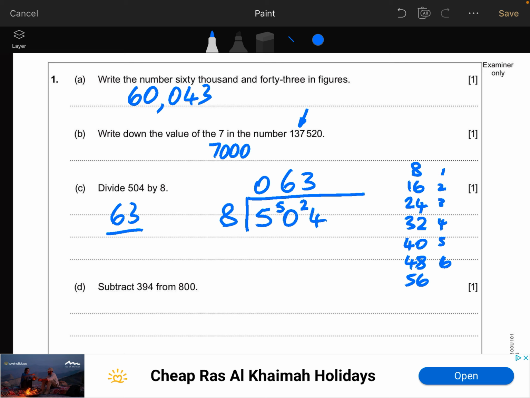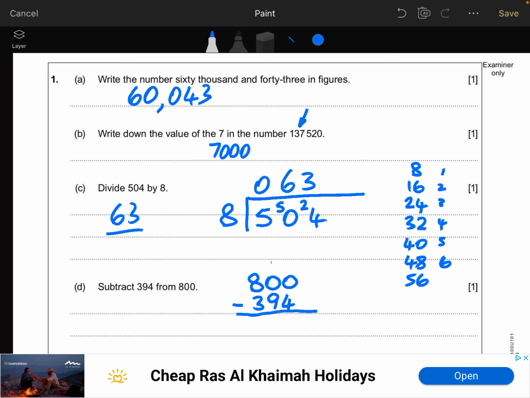Part D, subtract 394 from 800. Another way of saying this is 800 minus 394. And we need to use the column method here. So 800, carefully lining up my numbers so that they're in the right order. I put a minus in to remind myself that that's what I'm doing, I'm not adding. So 0 take away 4. Well, if I've got 0, I can't take 4 away from it. So normally I would go to the next column to borrow, but there's nothing there.